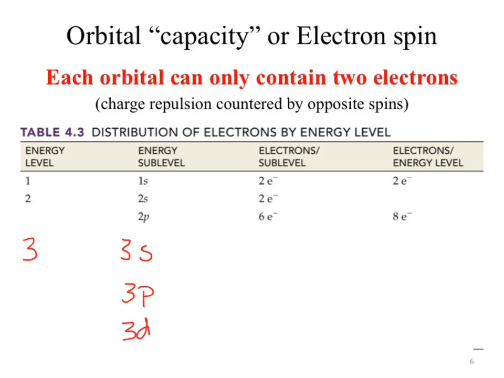How many electrons go into the 3s sublevel? 2. How many electrons can go into the p sublevel? 6. How many electrons can go into the d sublevel? 10. Why 10? 5 orientations. Each one can hold 2 electrons. We've got 10 electrons. How many electrons per our energy level? 18.